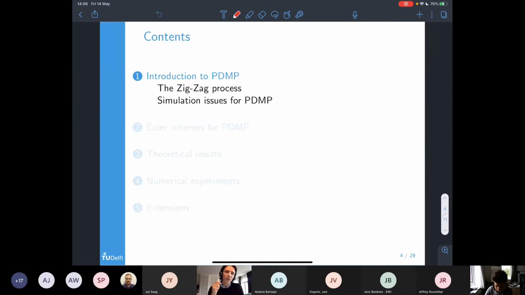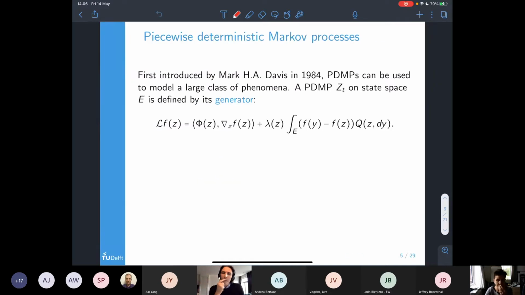Okay, let's start with the first section of the talk. PDMPs are a very wide class of stochastic processes that were introduced first by Mark Davis in 1984. These can be used to model phenomena, for instance, in biology, and lately they have been studied quite a lot for MCMC purposes, when we want to sample from some target distribution.